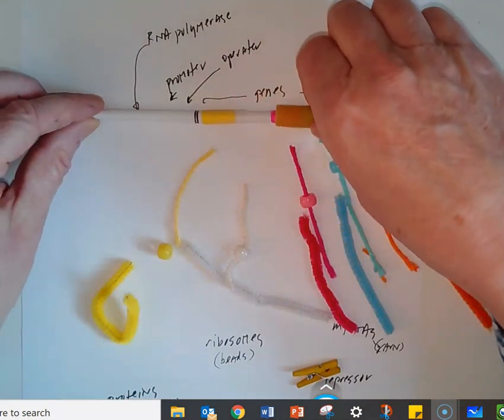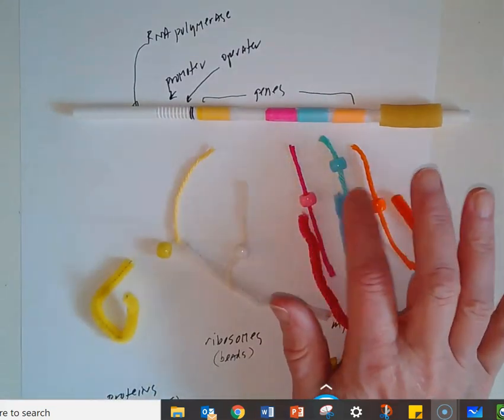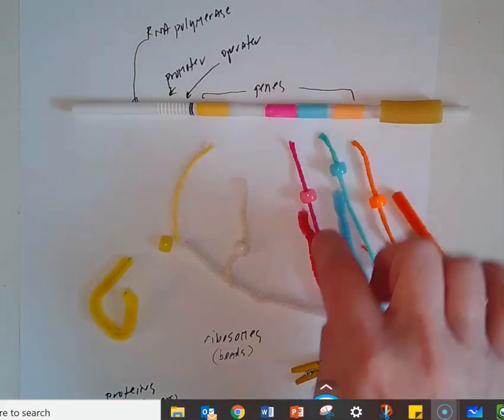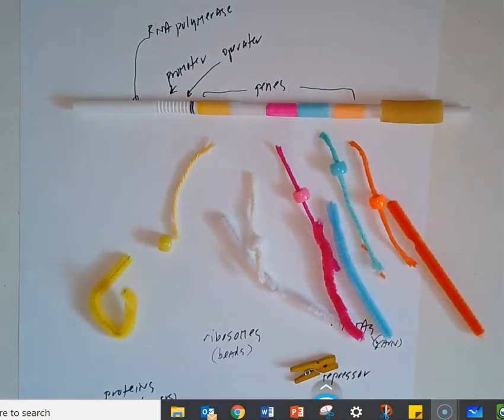So all 5 end up getting produced. Okay, we get 5 mRNAs. They each will get some ribosomes. They'll bind and they'll make 5 different proteins. Okay, so that's normally what happens, and think about whether that happens when there's tryptophan present in the cell or not present. Okay, we'll talk about that in a second.